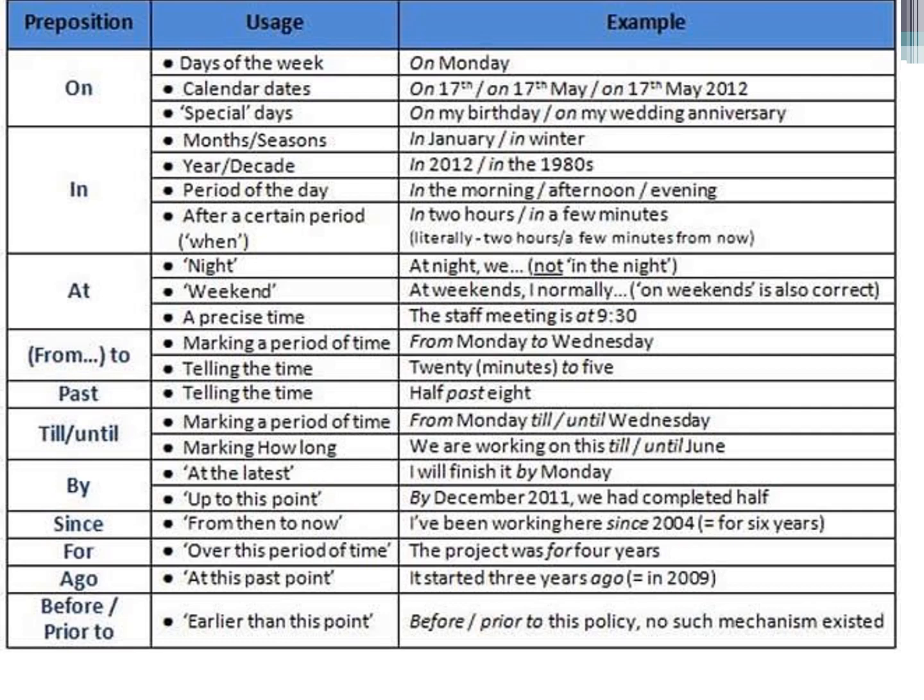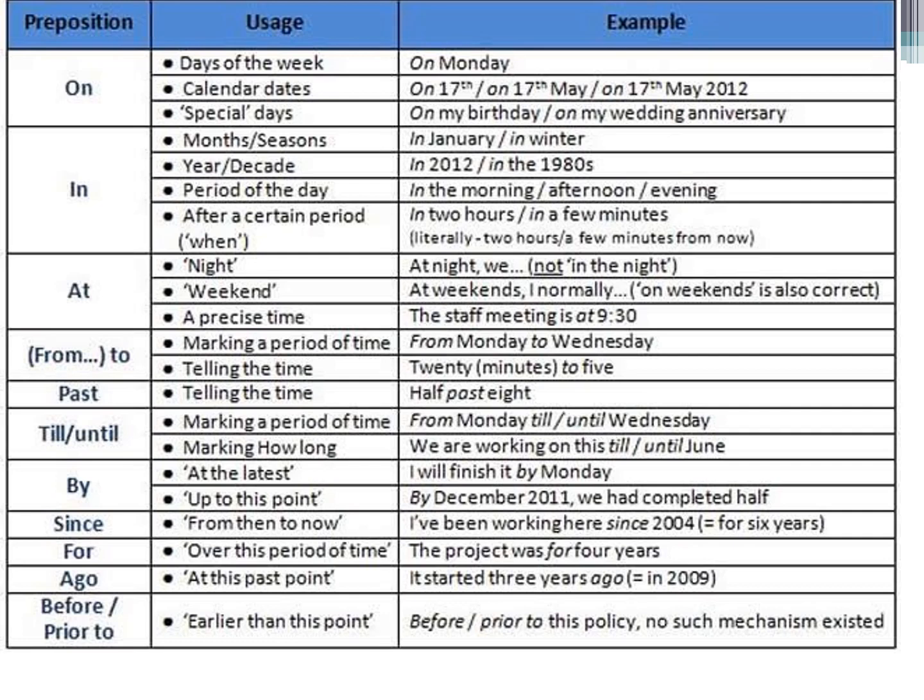Till, until. We can use till, until when you want to mark a period of time or marking how long. For example, from Monday till Wednesday. We are working on this till noon. By, at the latest: I will finish it by Monday. Up to this point, by December. Since, from then to now: I have been working here since 2004. For, over this period of time: the project was for 4 years.